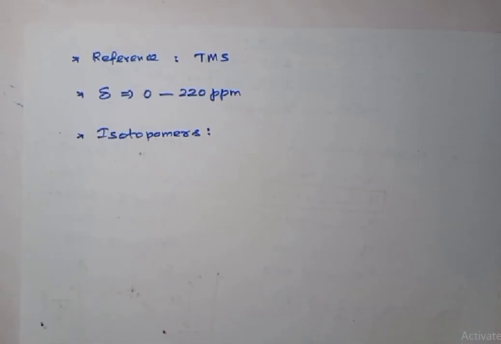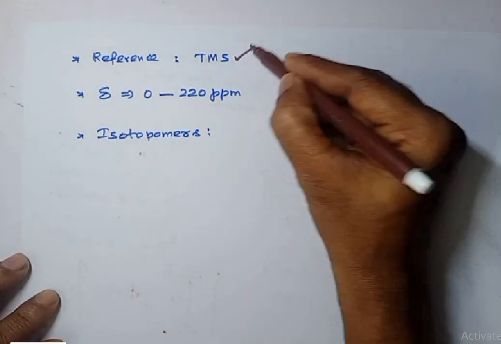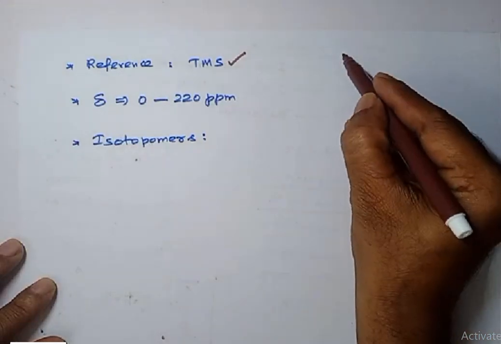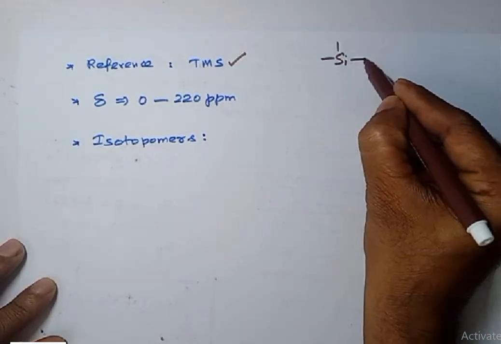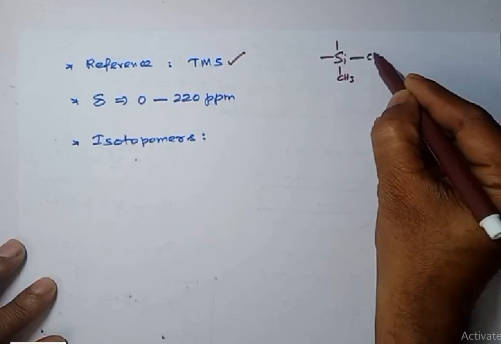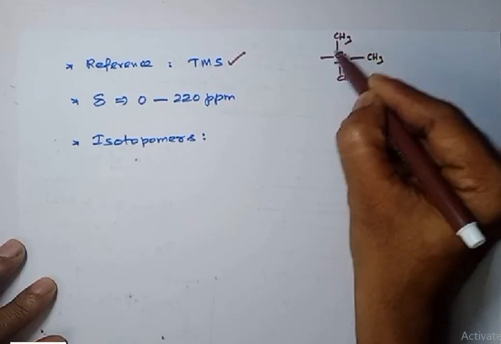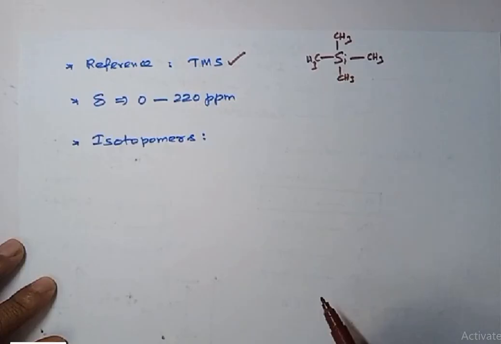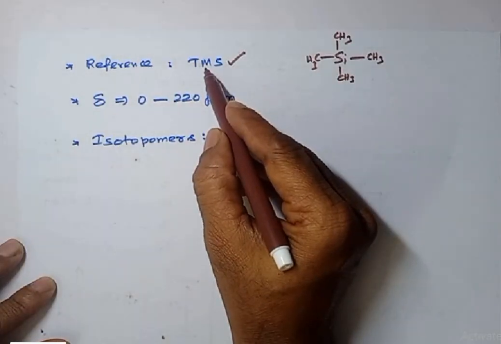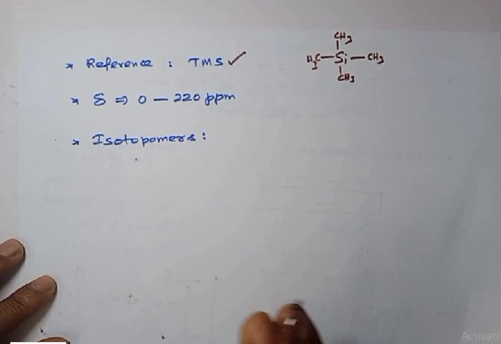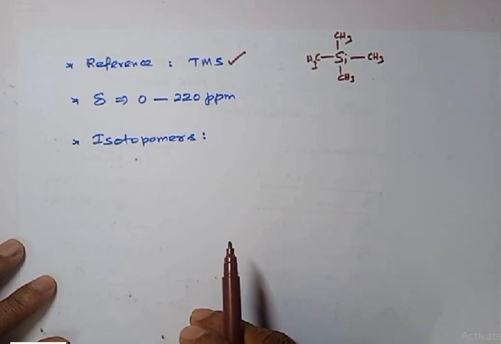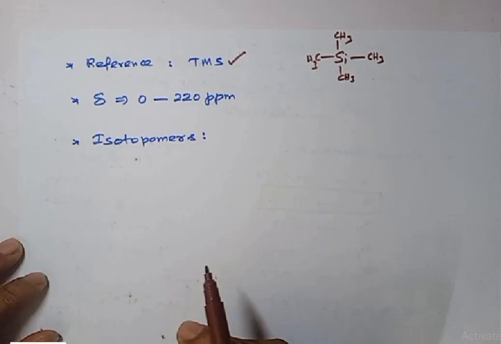Listen, what is the standard reference we use in C13 NMR? Like proton NMR, even for C13 NMR, we use the same standard, tetramethylsilane. A silicon atom to which 4 methyl groups are directly connected. This is called tetramethylsilane. We use tetramethylsilane as the reference compound even for C13 NMR. Then the chemical shift.